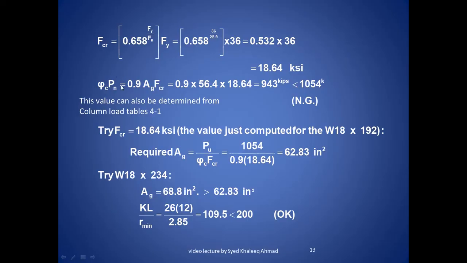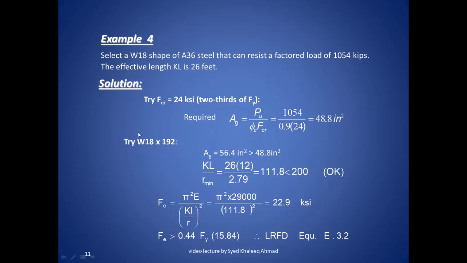Now this value of phi c Pn, which we are calculating by equation 3.2, which is the direct approach of LRFD, you can also find from table 4.1, because your section is decided. You have this section W18 by 192, and you can find the value of effective length KL from this formula. KL will be equal to 118.8 multiplied by r. So that will be also another approach which I have explained in the previous example, to use column load tables.